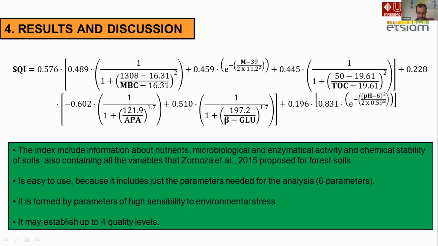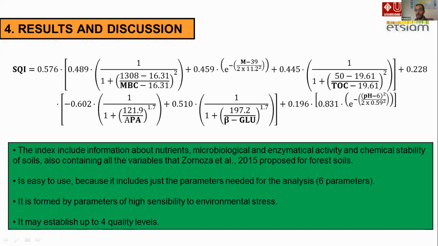And we can say that this index, as you can see, includes information about nutrients, microbiological and enzymatical activity, and chemical stability of soils. It also contains all the variables that Zornoza, who, if you remember, I mentioned at the beginning of the presentation, proposed for forest soils. It is also easy to use because it includes just the parameters needed for the analysis, the 6 parameters.